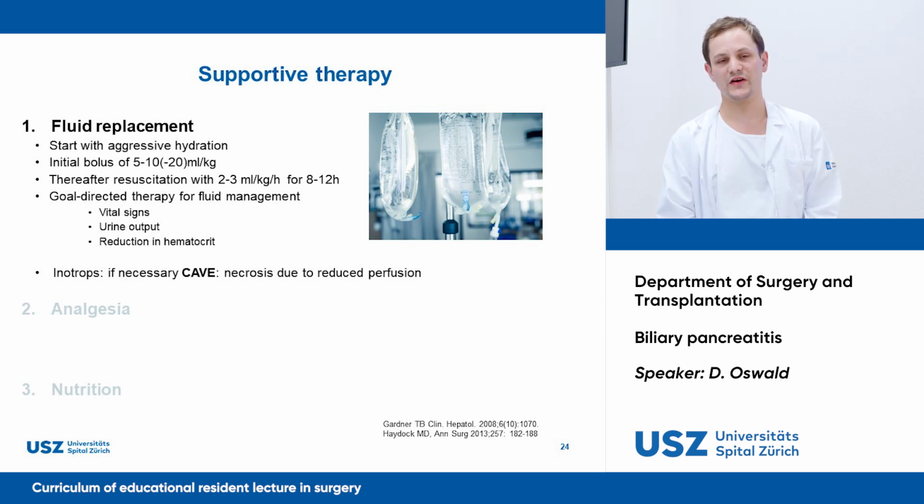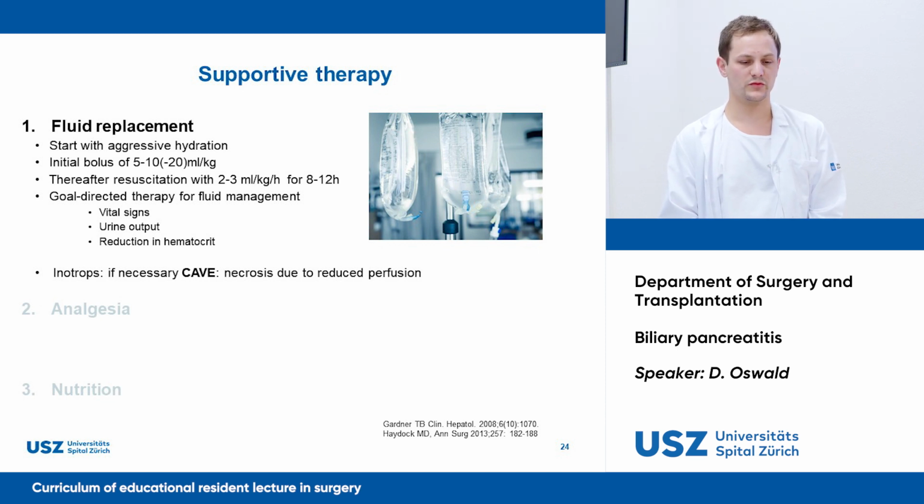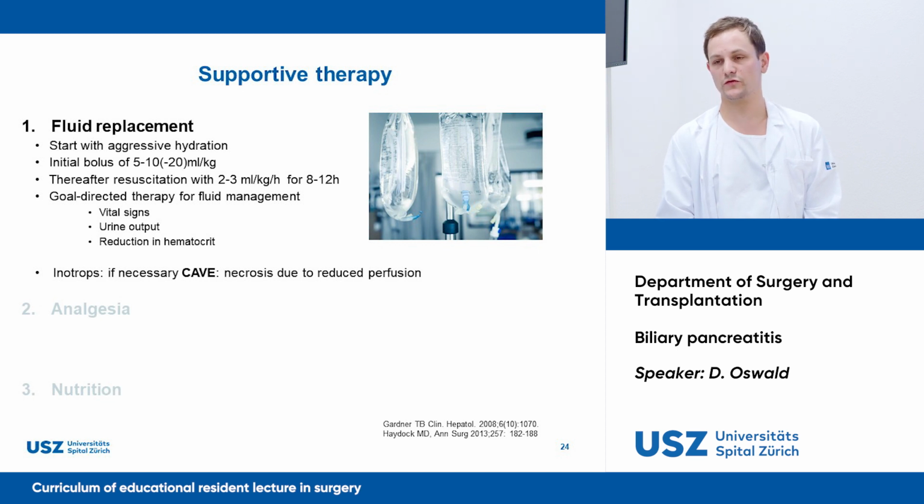And the goals are the vital signs. We want the heart rate under 120 beats per minute and the mean arterial pressure between 65 and 85. A very good indicator of the intravascular volume status is the urine output. That's supposed to be over 1.5 milliliters per kilogram per hour. And the last goal is a reduction in hematocrit with a goal between 35 and 44%. Inotropes you sometimes have to use, but only if necessary, because you have to be careful due to the vasoconstriction that can lead to reduced perfusion and more necrosis.